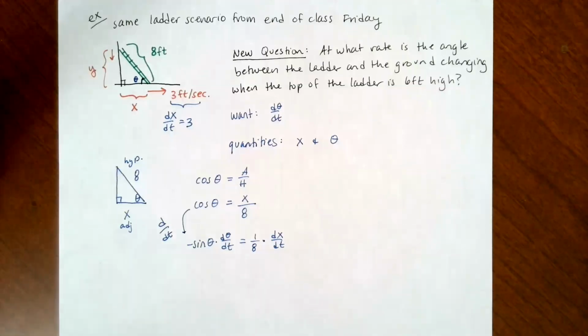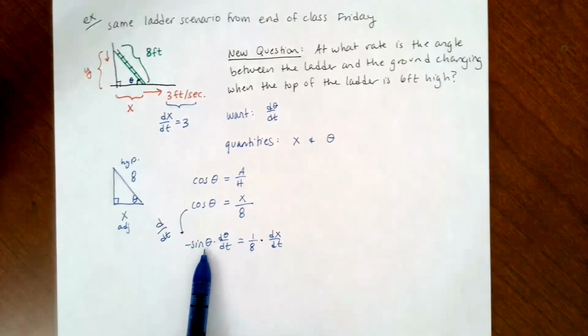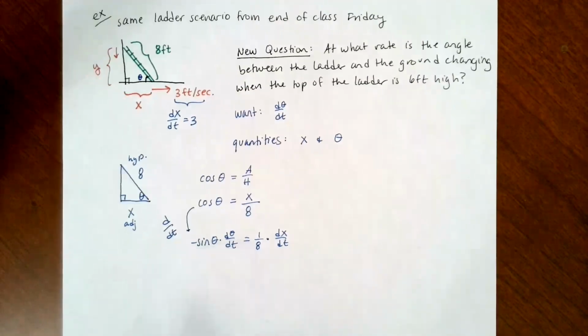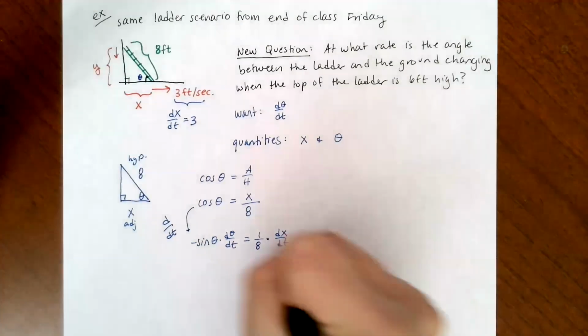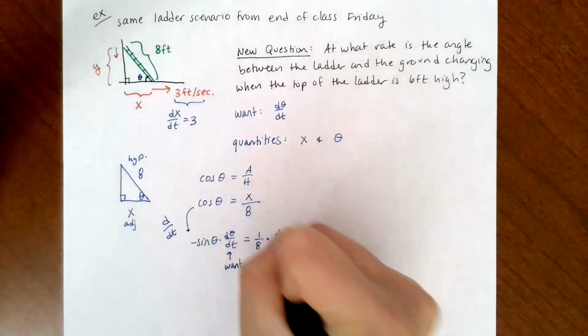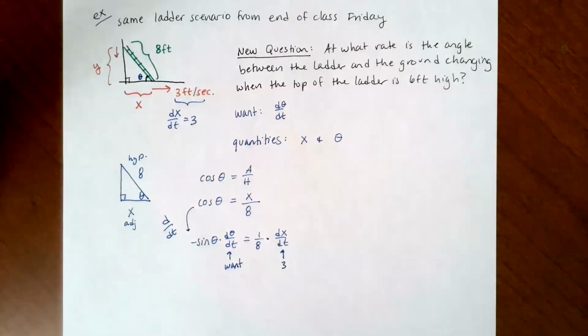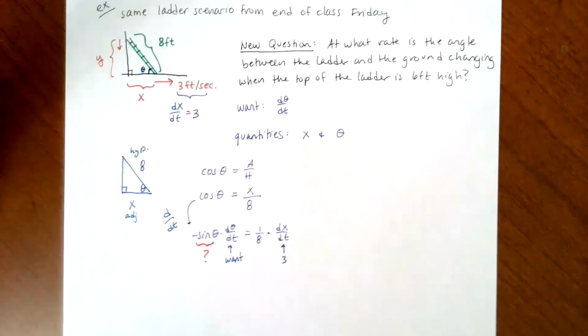And I'm almost there. We do have that extra wrinkle where sine of theta is not directly provided. So we're going to have to go back and figure it out. All right. So I know that dx dt is 3. D theta dt is what I want. And then we have a little bit of a side project for sine of theta.